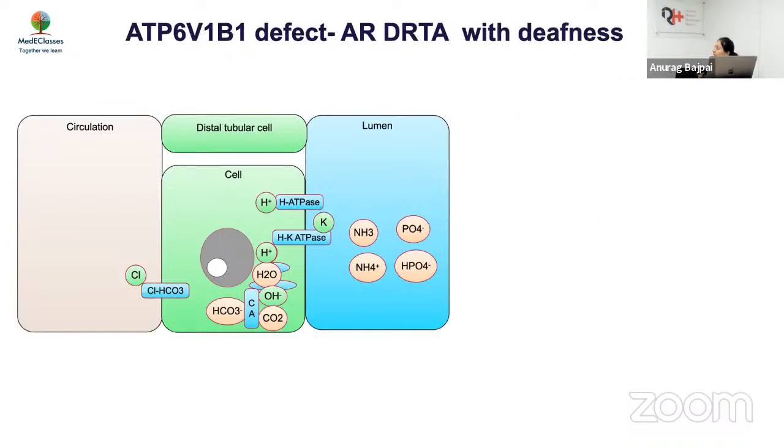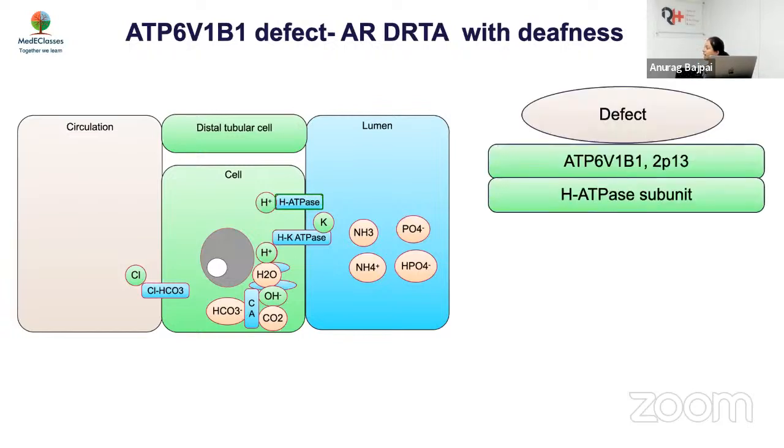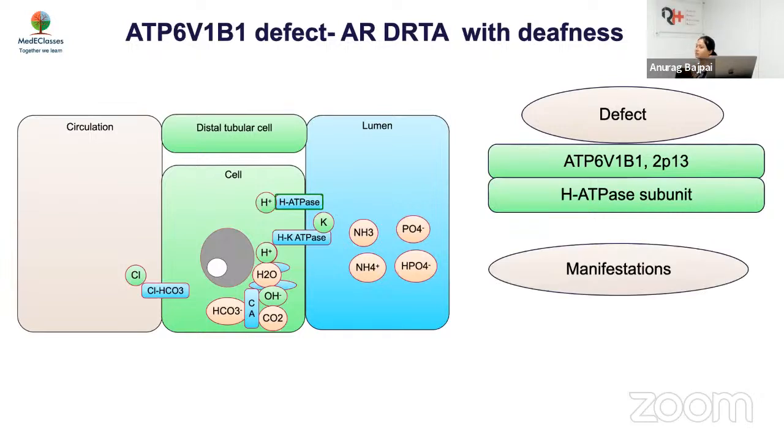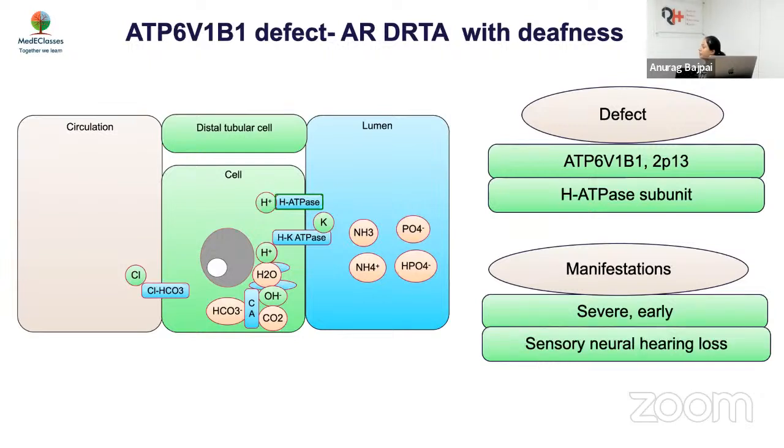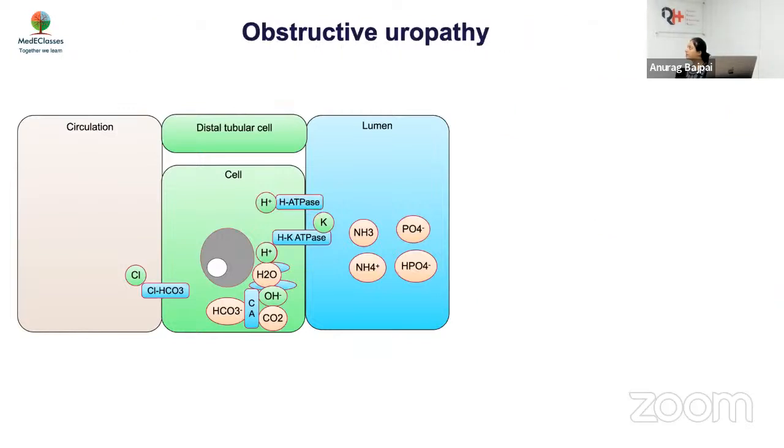The more dangerous or more severe one is the ATP6B1 defect. Here the defect is in the proton ATPase channel. And as we've seen with the classical pathophysiology, there is a proton secretion defect. These children present with early onset distal RTA, more severe clinical manifestation, and they have associated sensorineural hearing loss.